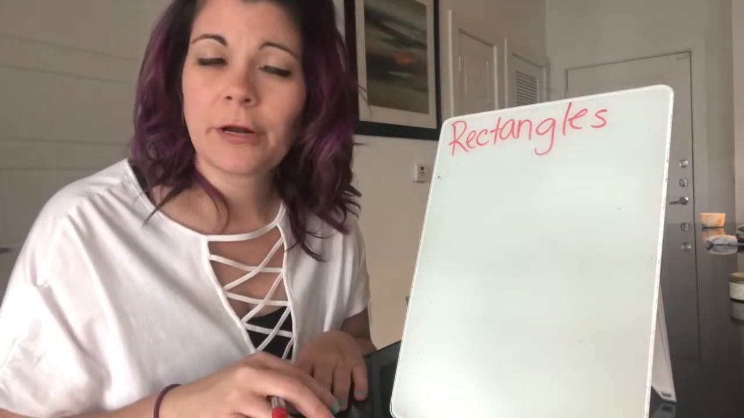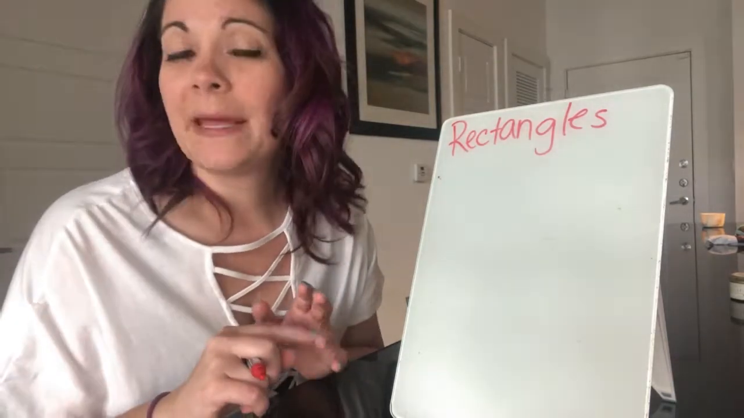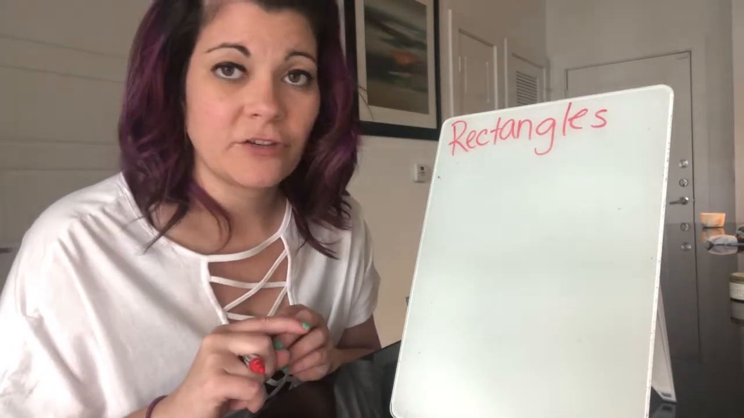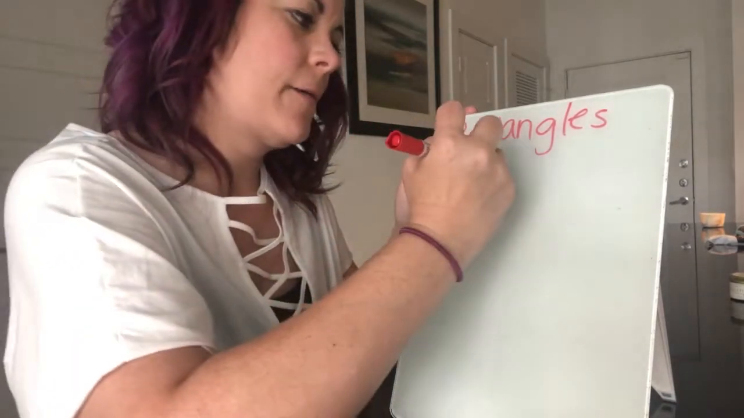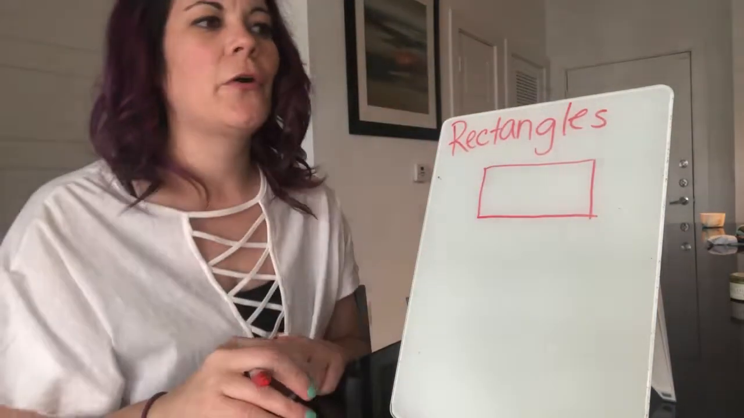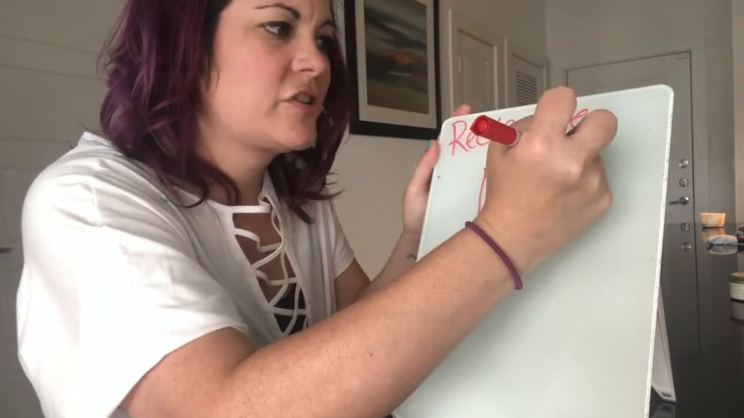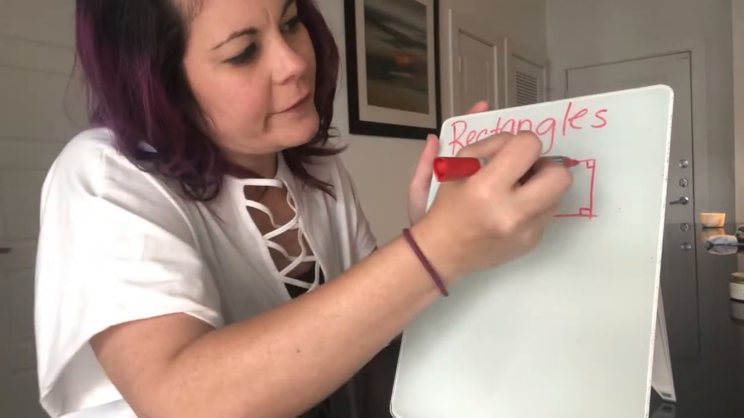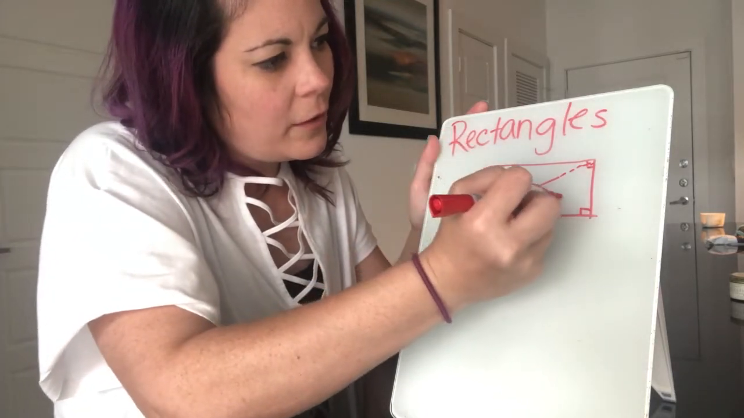The properties of a parallelogram say opposite sides are parallel, opposite sides are congruent, opposite angles are congruent, consecutive angles are supplementary, and diagonals bisect each other. So those are the parallelogram properties. A rectangle has all those properties plus two more. All angles are right angles. This is what distinguishes a rectangle from a parallelogram. And diagonals are congruent. So not only do diagonals bisect each other, they are also congruent.